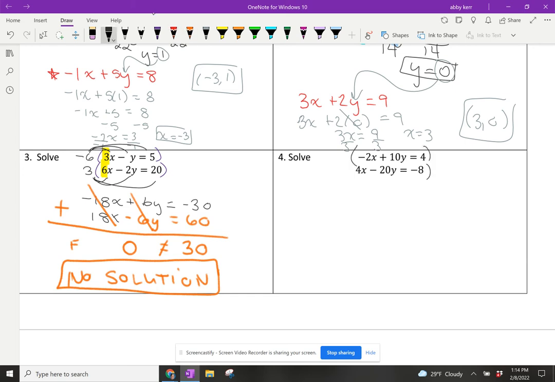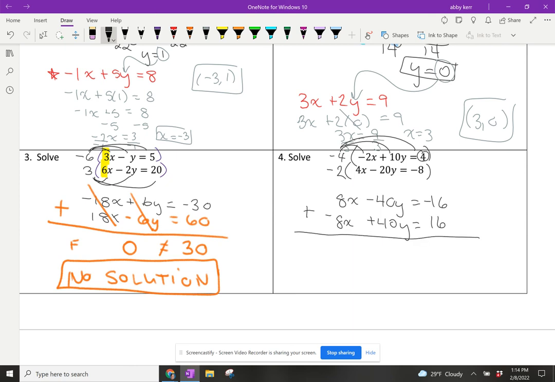Now for number 4, you're going to do the same thing. Make 4 opposite, keep negative 2 the same. So then we're going to have 8x minus 40y equals negative 16. Biggest mistake I've seen through the years, students forget this 4. Be careful, you want to distribute it to every single term. So then we have negative 8x, positive 40y equals positive 16.